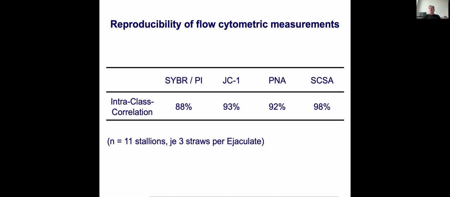At first, when we started with the assays, we controlled the reproducibility of the assays, and we measured the intra-class correlation coefficient. And this was very high, more than 88%, up to 98%. So I also always control, for example, my graduate students before they start with their trials, to control also the reproducibility of the technique of the student.